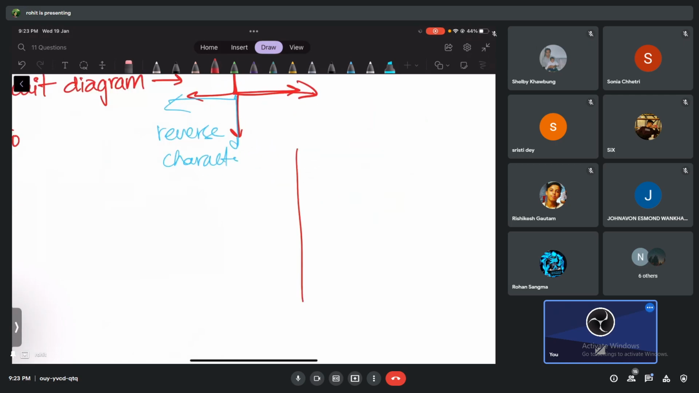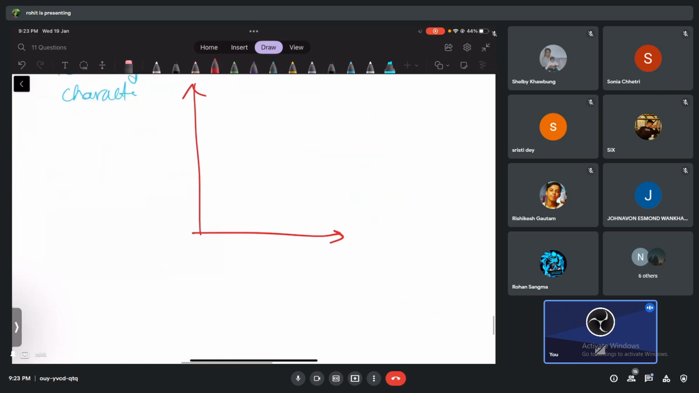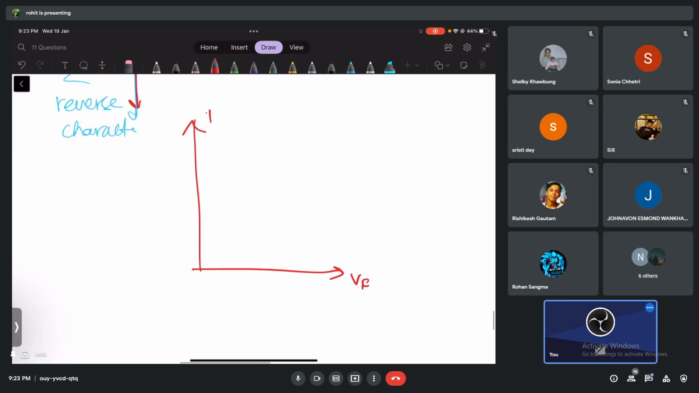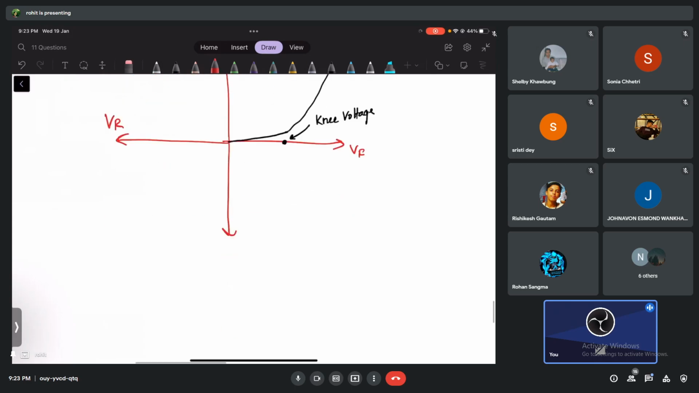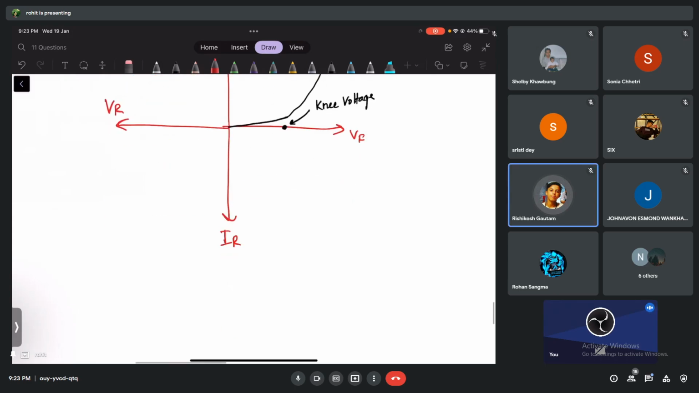Look at this. This is forward voltage, forward current. If you don't write the milliamperes here, you will get half mark less. If you don't draw exactly like this, rising, marking a voltage. What is this voltage called, guys? Knee voltage. Yes, if you don't mark this, you will not get good marks. Then on the reverse side, I can draw in the same diagram. What is this voltage called? Reverse voltage. What is this current called? Reverse current.